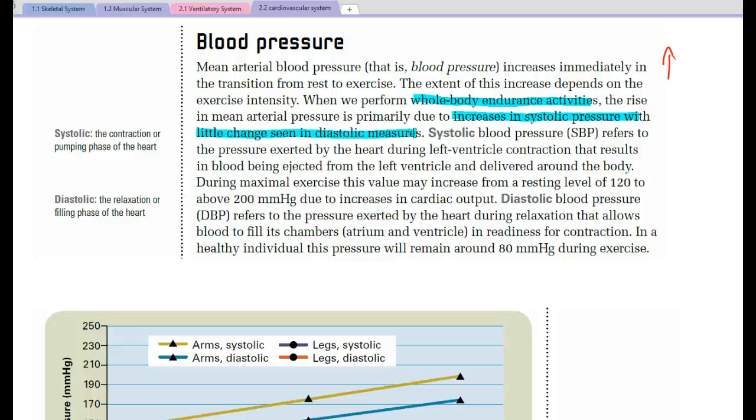But during maximal exercise, we can see that systolic pressure will go from around about 120 to above 200 millimeters of mercury. Now, diastolic blood pressure will remain at approximately 80 millimeters of mercury during exercise. And again, this is looking at whole body activities or endurance activities.